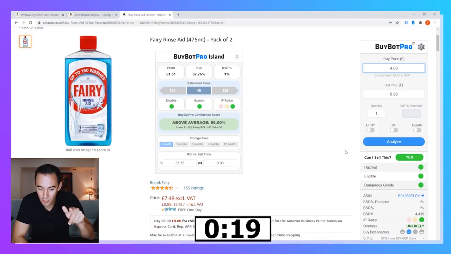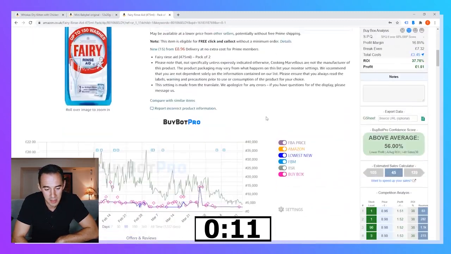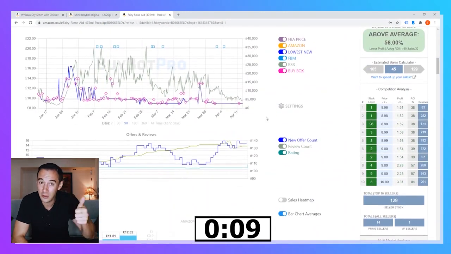Okay, let's do the third and final one now, jumping through to do this in 20 seconds again. Let's jump onto it now. Okay, am I eligible to sell? Great, IP radar, great. Profit 1.51, not great, it's a pack of 2. ROI is 37%. It's okay, 45 sales per month, let's check it out. The no Amazon sales, I agree with. Buy box price is good. New sellers is historical high. There's quite a few competition. One is really high. I'd probably pass on this just because it's not enough profit.